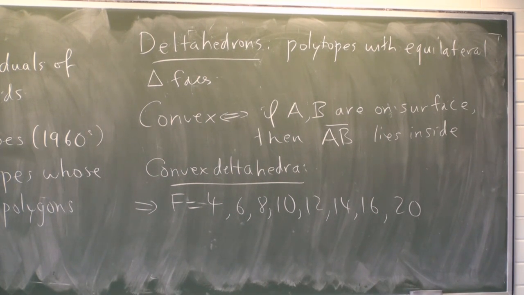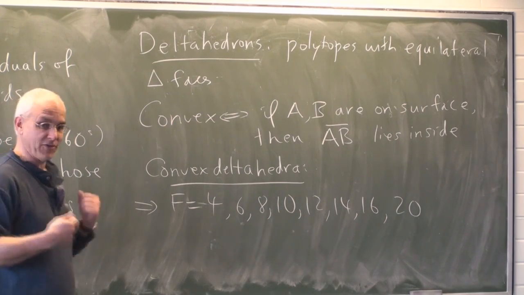Is there only one of each? I think so, or essentially there is anyway. You'll notice that there's a conspicuous gap there. What happens to the deltahedron with 18 faces? Where is it?